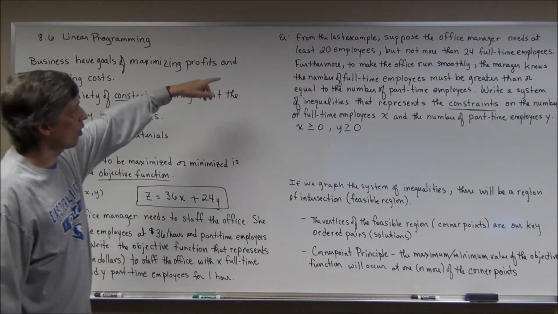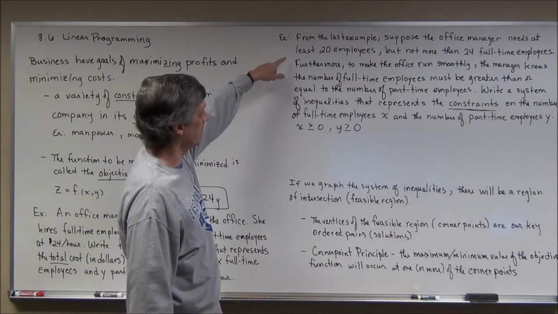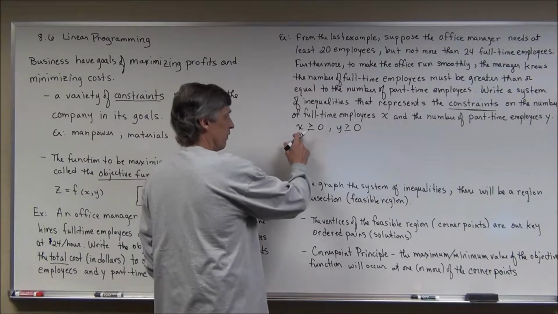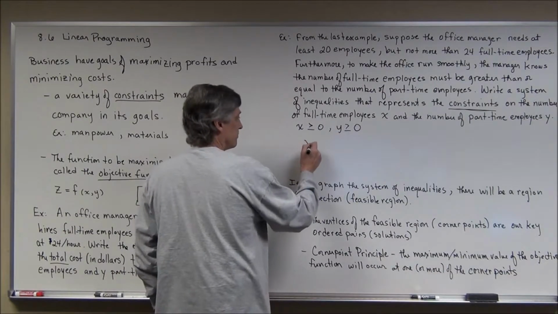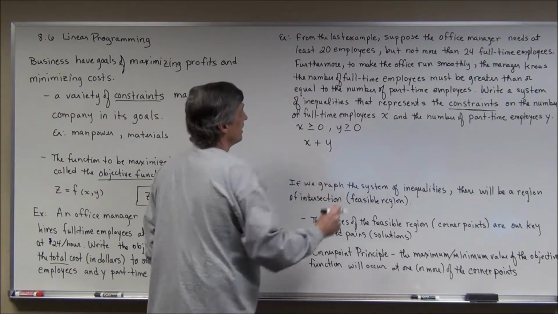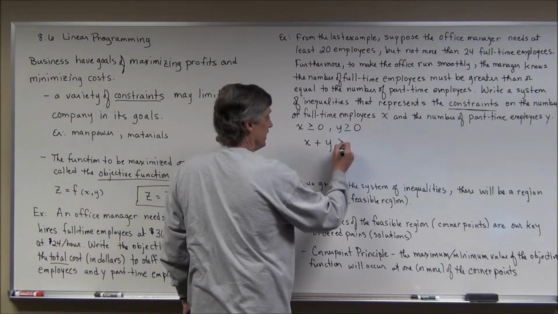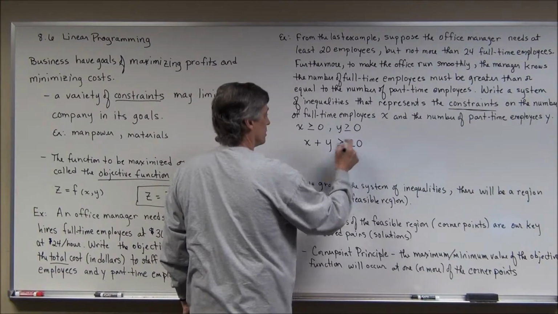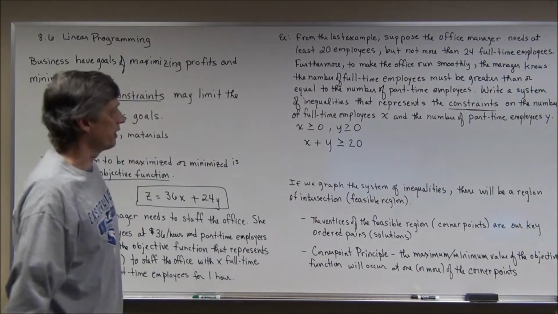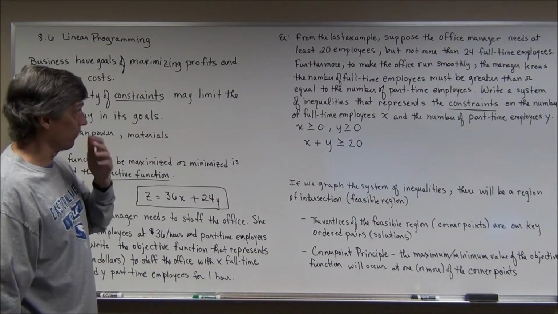It says here that the office manager needs at least 20 employees. So if this is the number of full-time, this is the number of part-time, added together, this has to be at least, which means it could be more than, at least greater than or equal to 20 employees. So I already have a system of 3 inequalities. But I think I can go a little further than this.